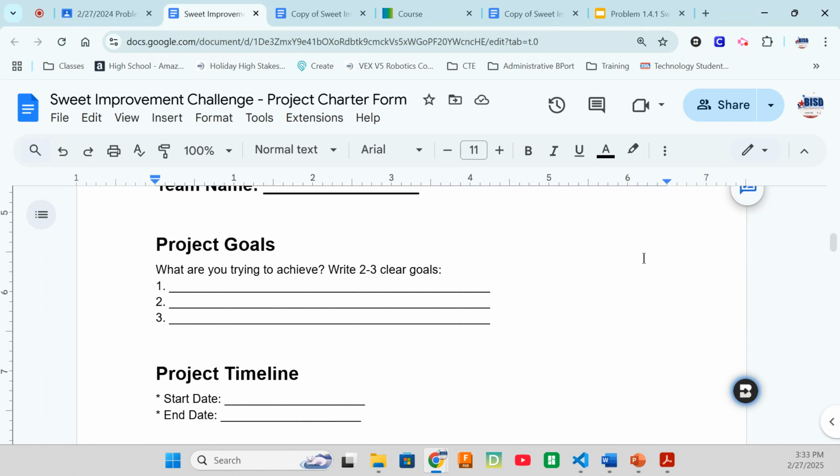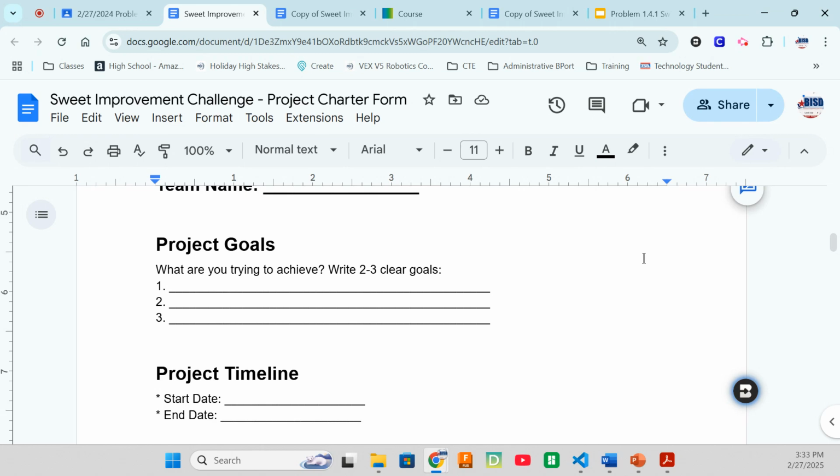Scroll down. The next section is the project goals. So you're going to describe what your project goals are. What do you want to accomplish as a group? So you're going to write 2 to 3 clear goals. Okay? Try to keep it to no more than 1 line.